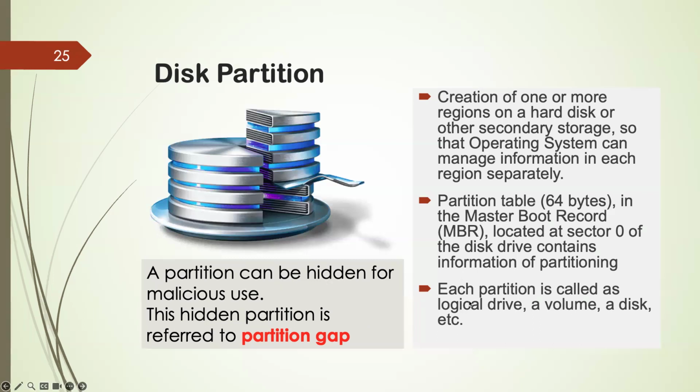So, things to remember: what is a disk partition? You are basically dividing one physical hard drive into multiple logical partitions. This information is stored in the first sector of a disk, which is the MBR, the master boot record. It contains the bootloader. The first 444 bytes are the bootloader, and the remaining 64 bytes are the partition table.